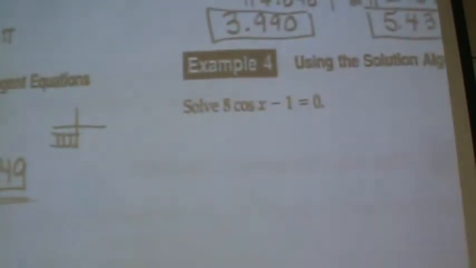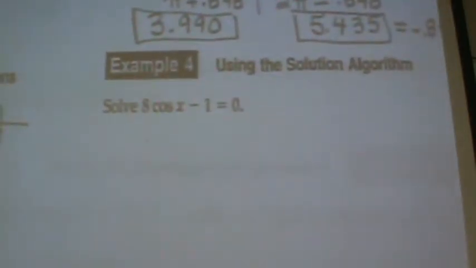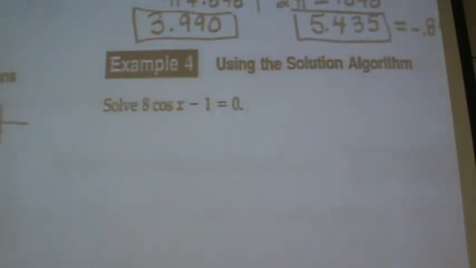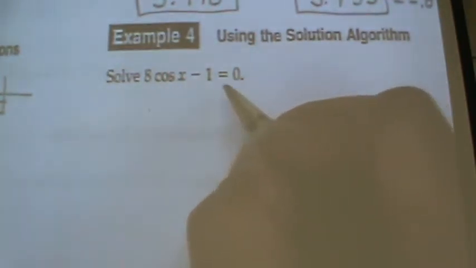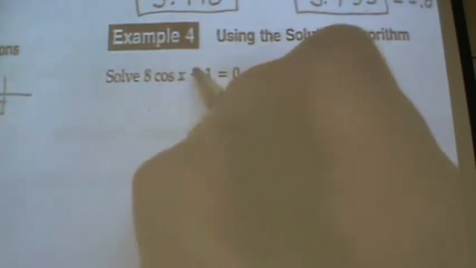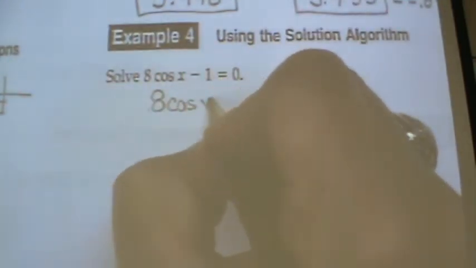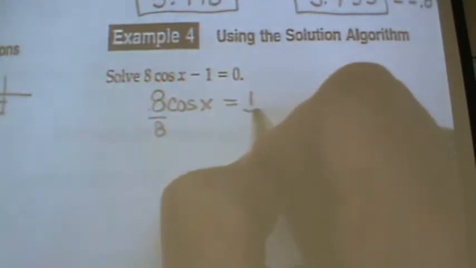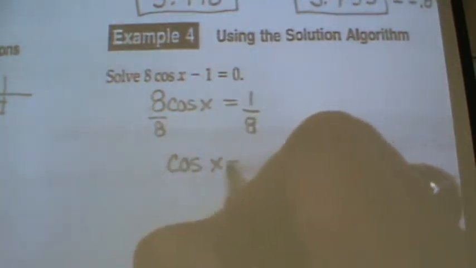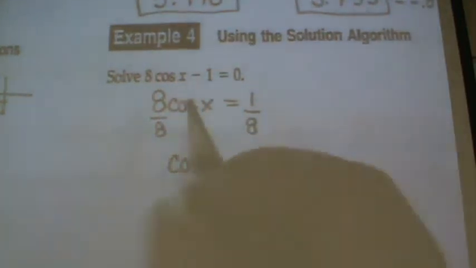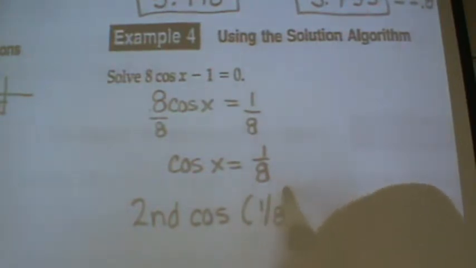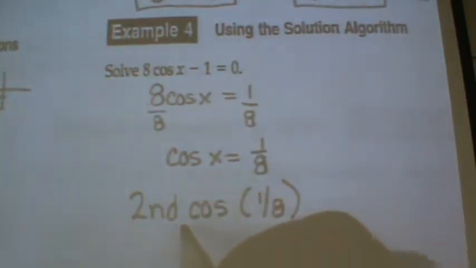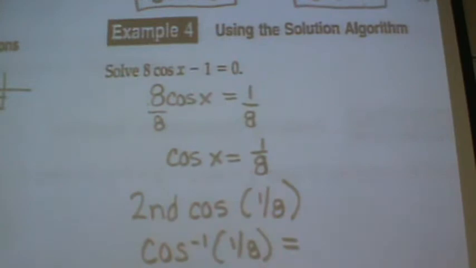Now, example 4. Anyone have an idea what we're doing here? Plus 1. Then what? Divide by 8. Okay, so now hit second cosine 1/8 if you're using the old calculator. If you're using the Inspire, you're going to hit that. And give me your reference angle.